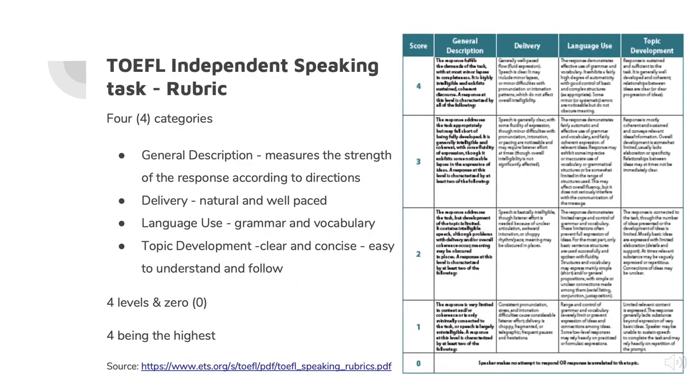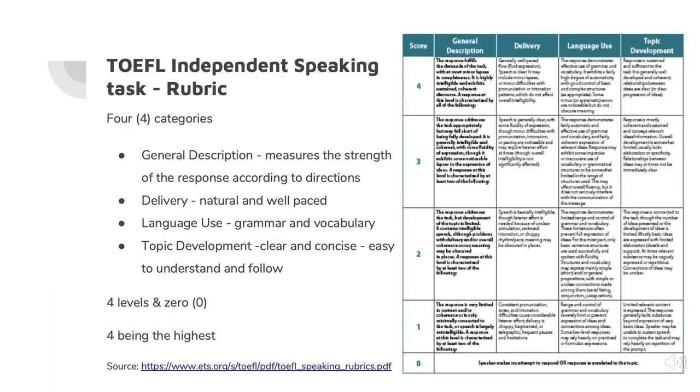The TOEFL Independent Speaking Task Rubric. With this rubric, we have 4 important categories. The first category is general description, which measures the strength of the response according to the directions. Essentially, how well did you follow directions in the question task?